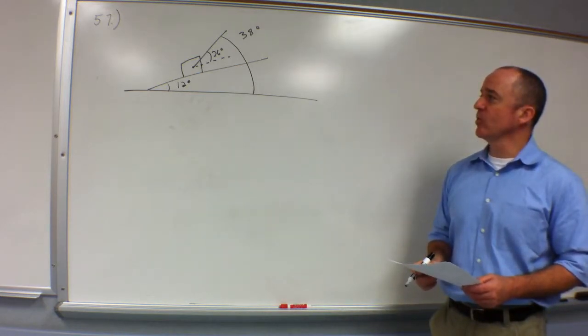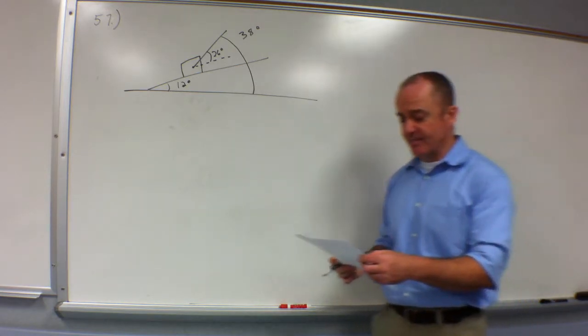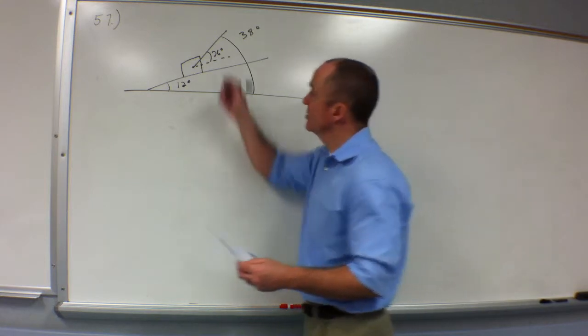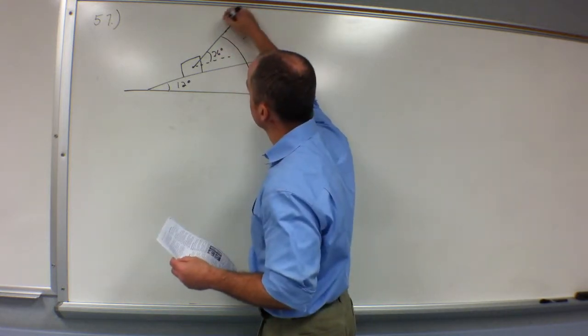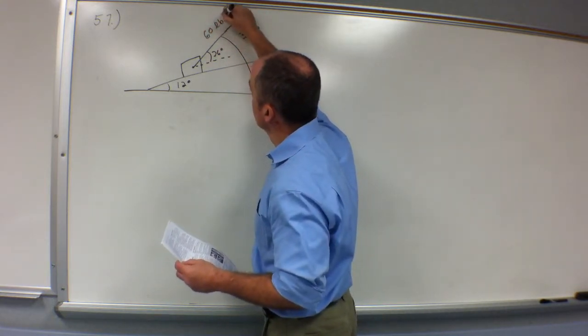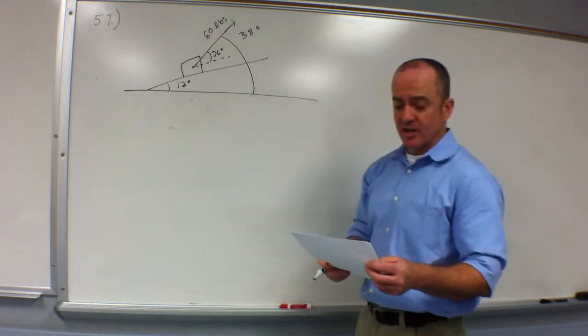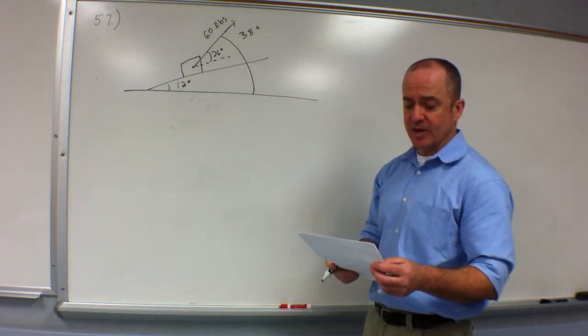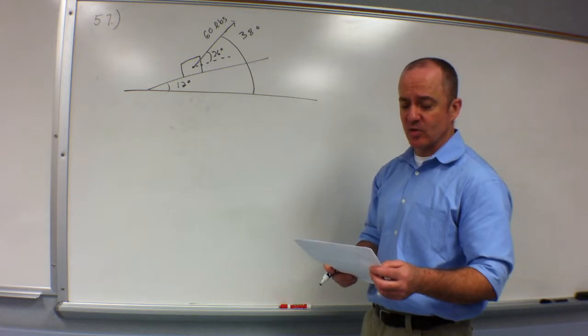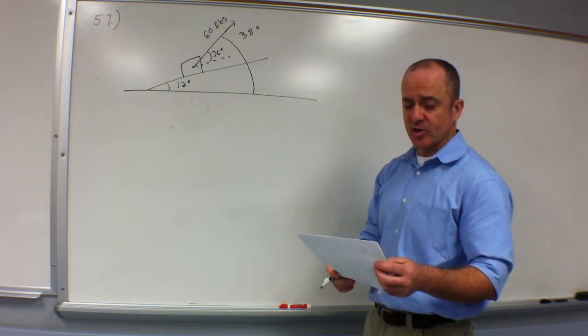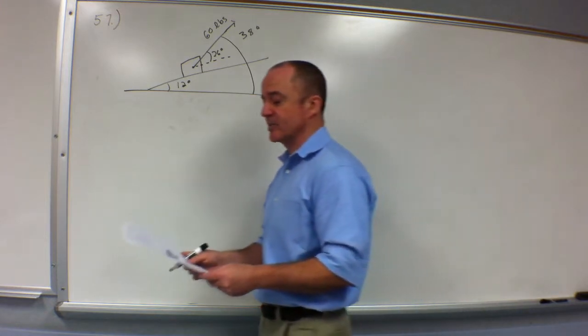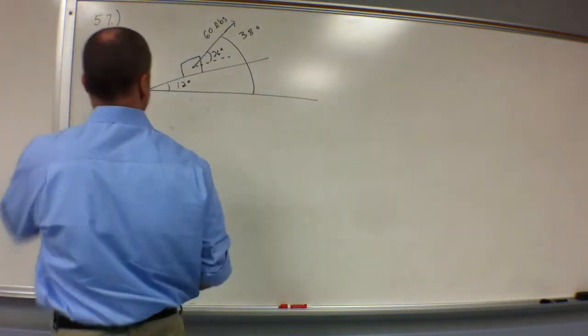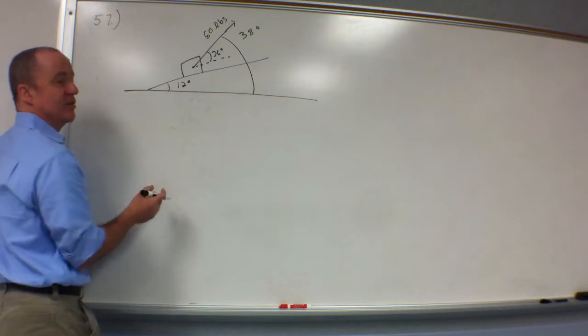Now before you find out the work, you've got to find the force. The question says a force of 60 pounds on a rope is used to pull the box up the ramp, inclined at 12 degrees from the horizontal, that's the ramp. The figure shows the rope forms an angle of 38 degrees with the horizontal. How much work is done pulling the box 20 feet along the ramp? We can ignore a lot of this.